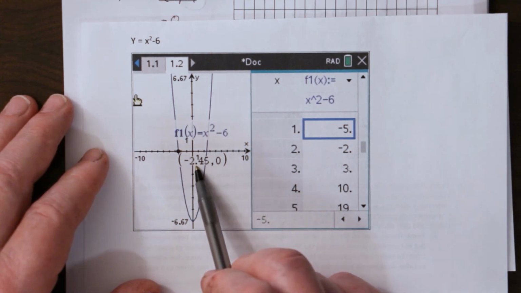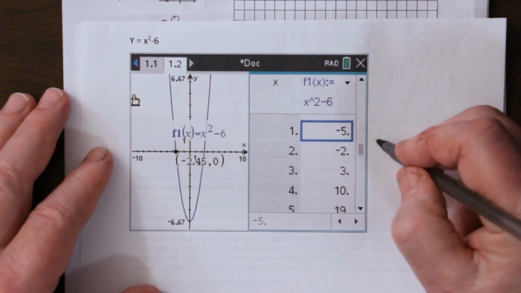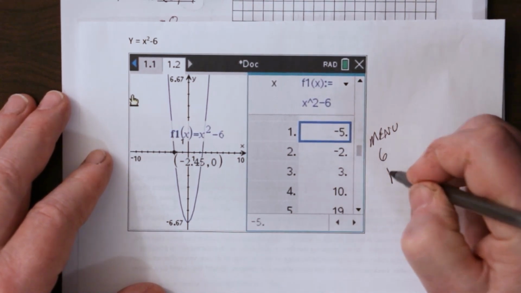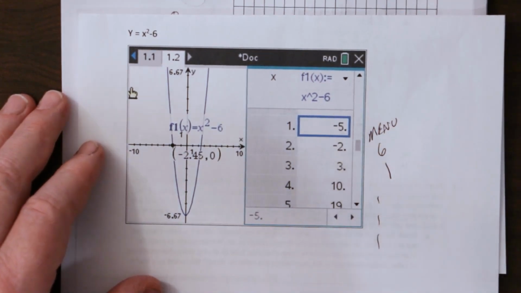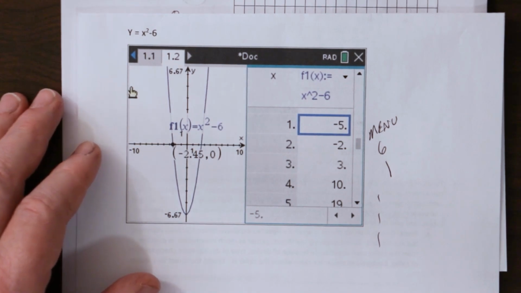And what you do for that is you hit your menu button and then you analyze your graph. And then the first choice is your zero. So it's menu, 6, and then 1, and that gives you that dotted line up and down, and then you click it, drag it, and click it again, and it'll give you those numbers. Okay, that's to find the zeros.